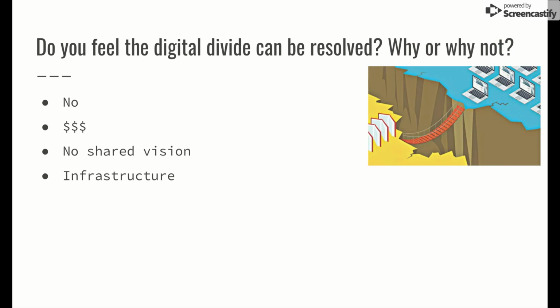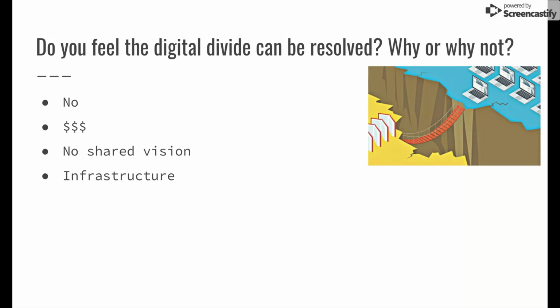I personally don't think that the digital divide can be resolved. In a perfect world, you could come up with a plan that may make sense on paper, but I don't think it's possible logistically. Funding is just always going to be an issue for schools. Where we get our money from and how much funding we get, it's not unlimited, and technology does cost money.